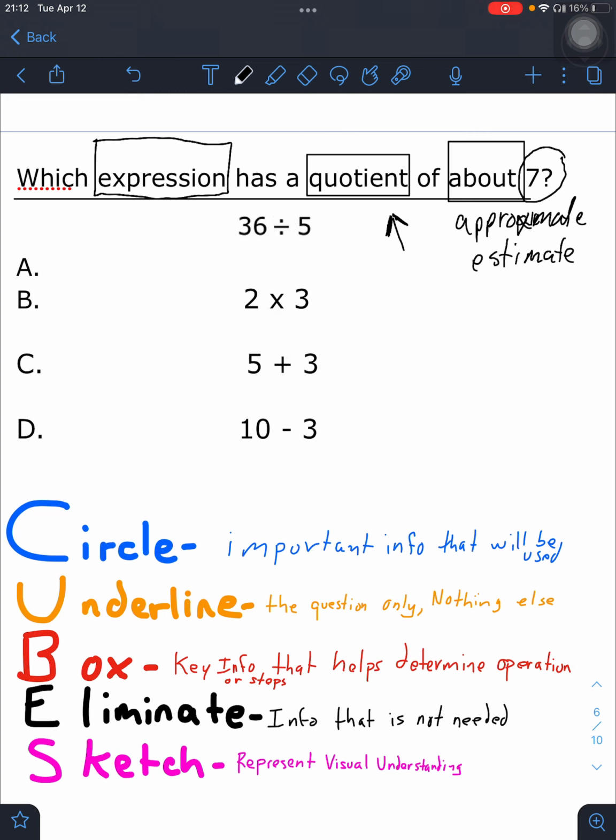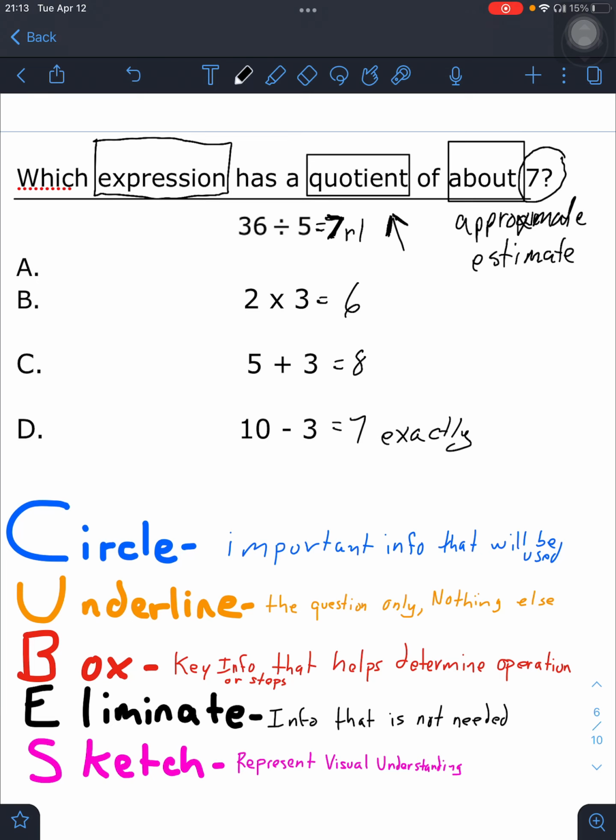Okay, 36 divided by 5 is equal to 7 times 5 is 35. That is 7. 5 fits into 36 7 times, and there's going to be a remainder of 1. 2 times 3 equals 6. 5 plus 3 equals 8. 10 minus 3 equals 7. About 7. So it has to be close to 7. All of these answers are close to 7, except for D, which is exactly 7.